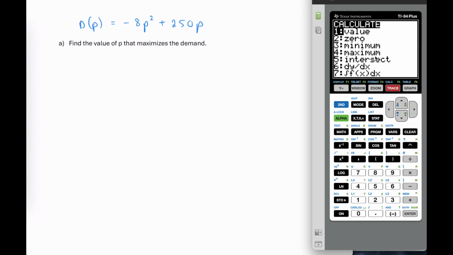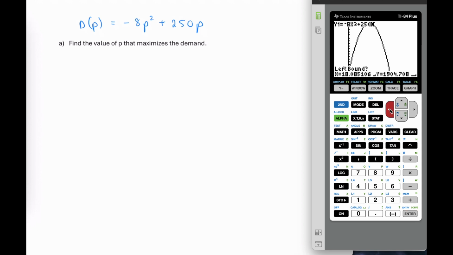Now we're looking for the value of the maximum. So we're going to come down here to the fourth item on the list and then hit enter. We could also just have hit the number 4. Now we're being asked to answer some questions. The calculator wants to know what is a value that's to the left of the maximum that we're looking for, and anything to the left will do. This one is fine, so I'm just going to hit enter. Now it's asking for a value that's to the right of the maximum, so I'm going to come over here to the right and hit enter. And then it's asking me to take a guess at what we think that maximum value is. So we'll put our cursor pretty close to where that maximum is located and hit enter again.